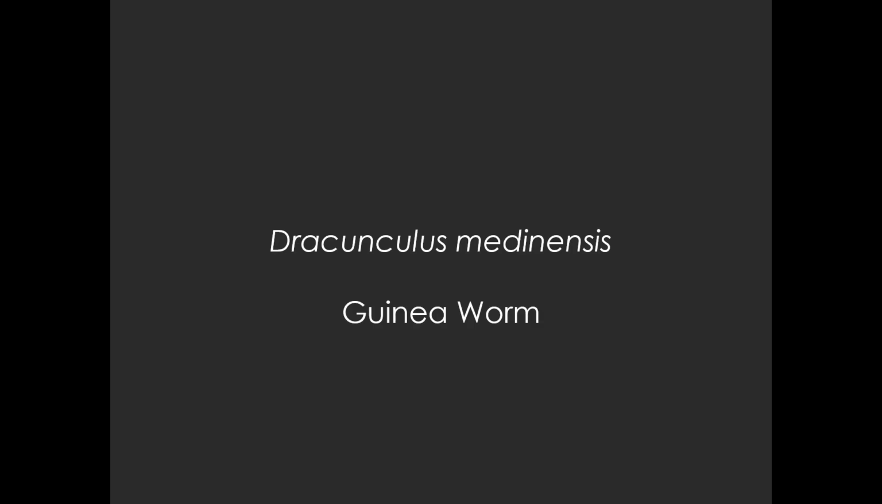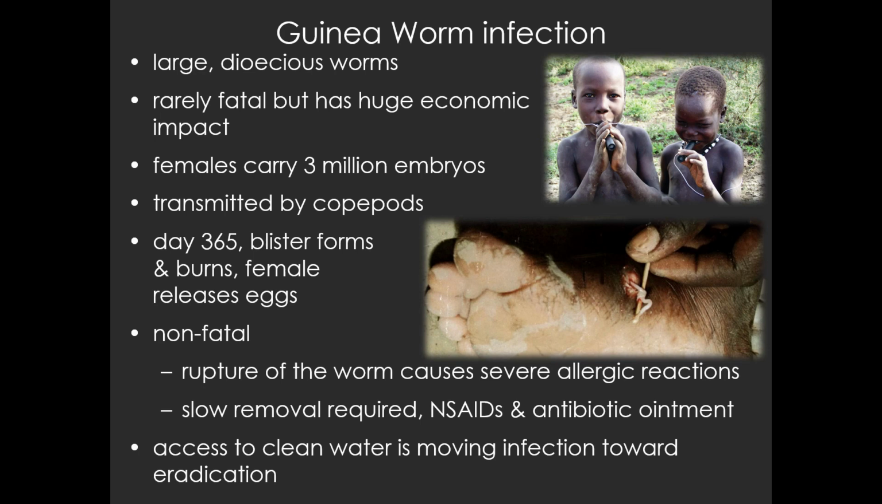Okay, now this is going to be gross, but I'm just going to tell you we're going to end on a pleasant note talking about Dracunculus medinensis, which is commonly known as the guinea worm. The guinea worm is a very large sexed worm, so there are female worms, there are male worms. It's rarely fatal, but it has a huge economic impact because it makes it difficult for people to get around and do their jobs. It's a very fertile organism.